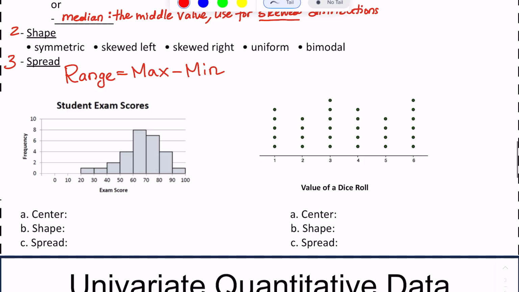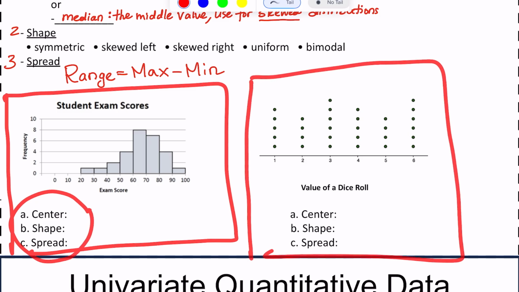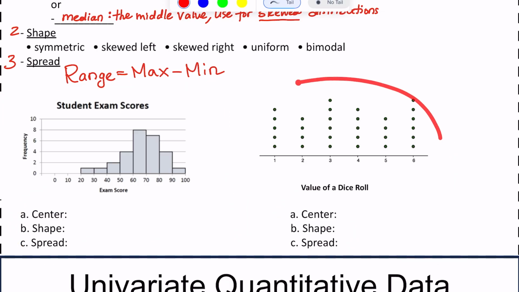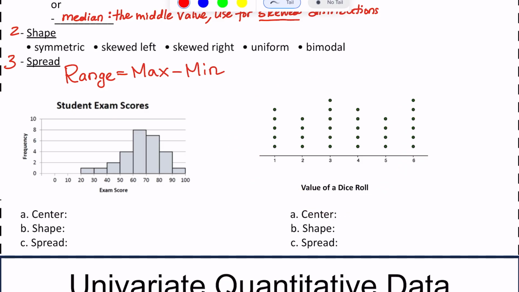Okay, I want you to try these 2 problems. So here for this histogram, you're going to describe the center, shape, and spread. And here for this dot plot, you're going to describe the center, shape, and spread. You really might need a calculator for this one, folks. Okay, so there's my hint. Okay, pause this video again for about 5 to 6 minutes and let students try these problems.